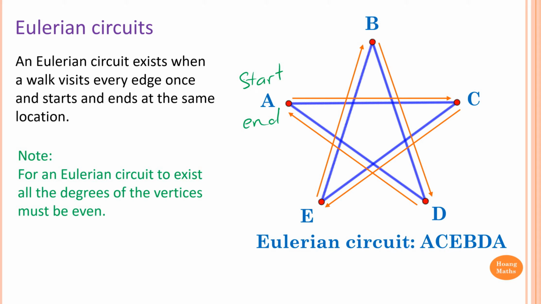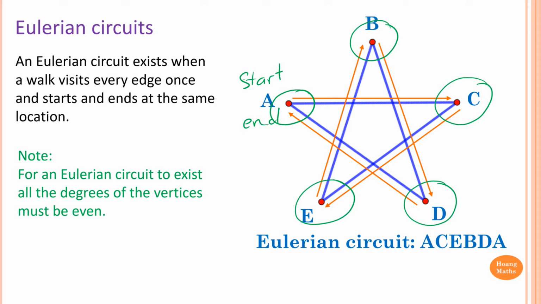For an Eulerian circuit to exist, all the degrees of vertices must be even. So let's look at this network here. Vertex I has a degree of 2. Vertex B, a degree of 2. Vertex C, a degree of 2. Vertex D, a degree of 2. And E, a degree of 2 as well. So it satisfies all the rules.